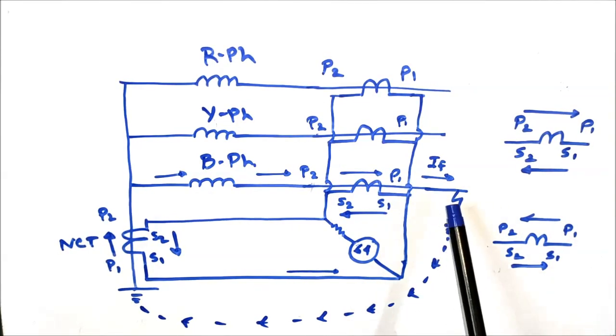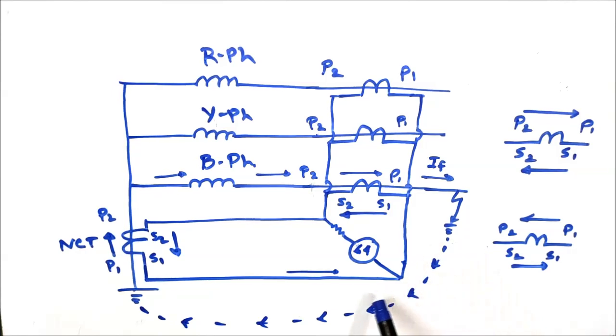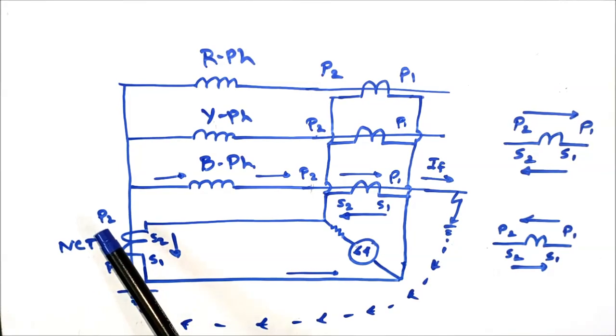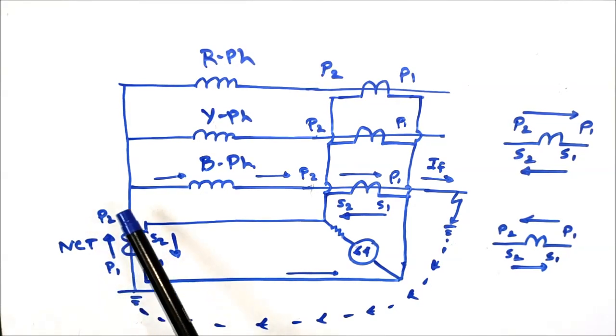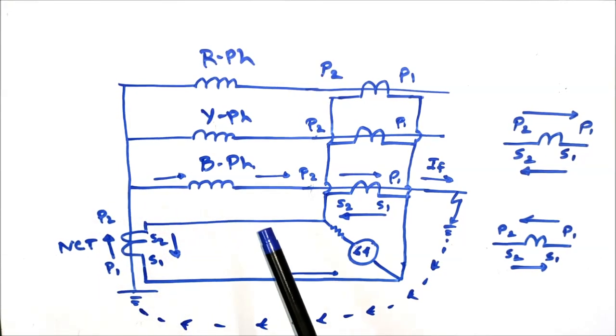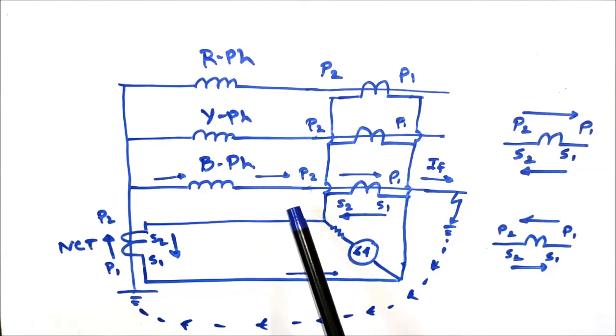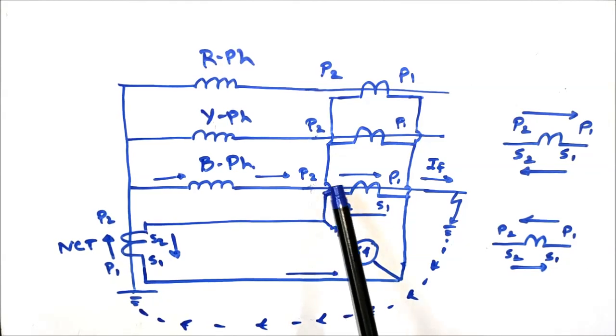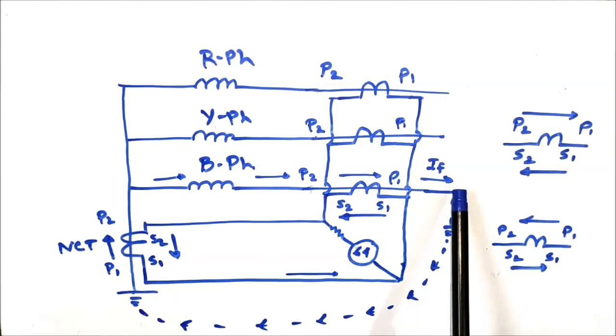Now a fault occurs in the B phase to earth. This current circulates via the neutral earth of the transformer, and it will flow via the NCT in the direction from P1 to P2 terminal, and via the blue phase of the star winding of the transformer, and from the blue phase CT in the direction from P2 to P1 to the fault point.